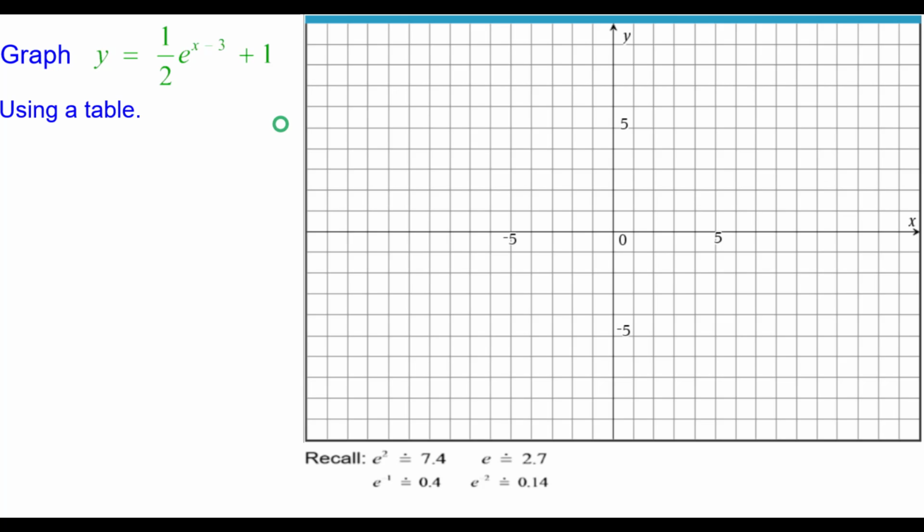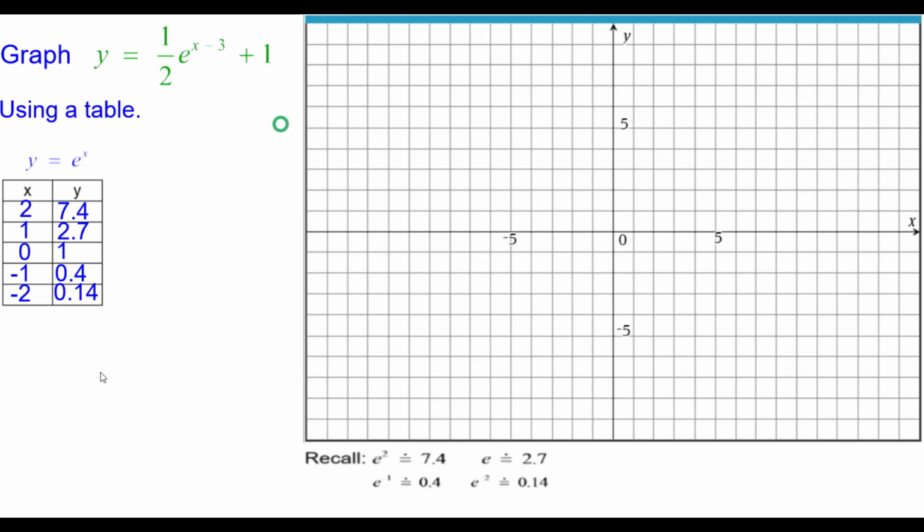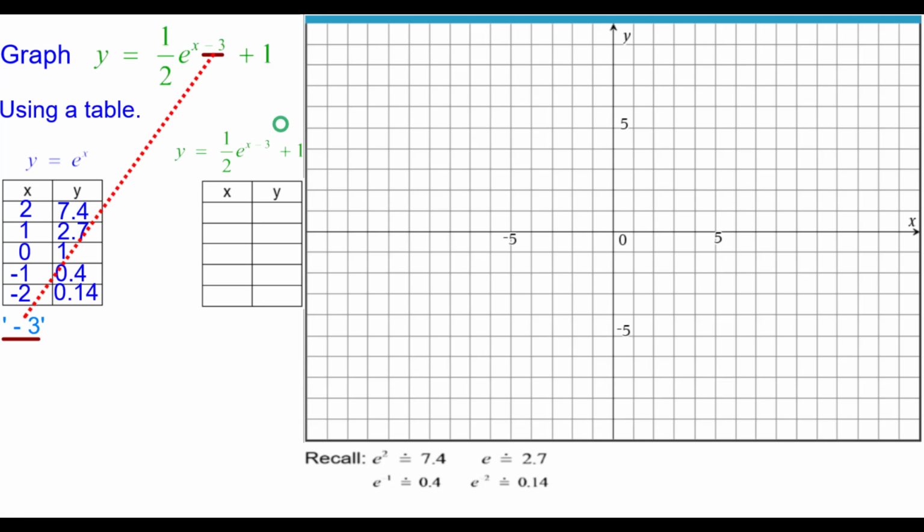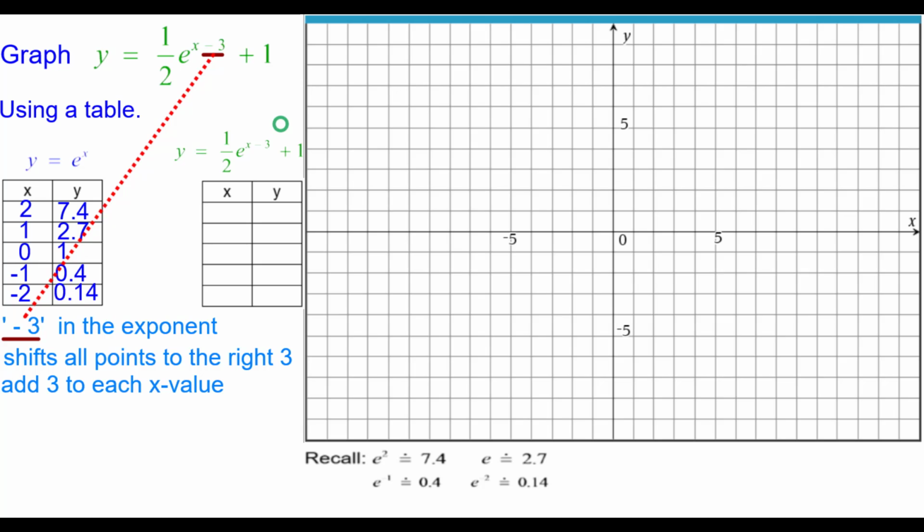Second way, using a table. These are our 5 points normally we use on the e to the x parent function. The minus 3 in the exponent is going to shift all points to the right 3. So we have to add 3 to each x value. So 2 plus 3 is 5.